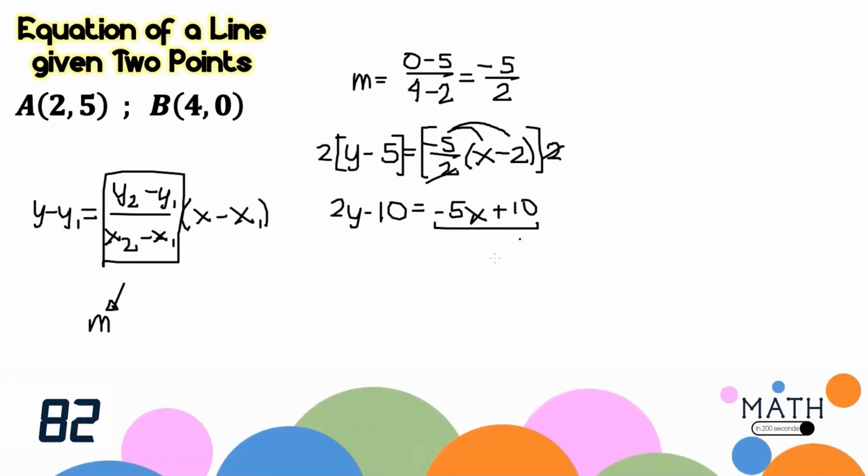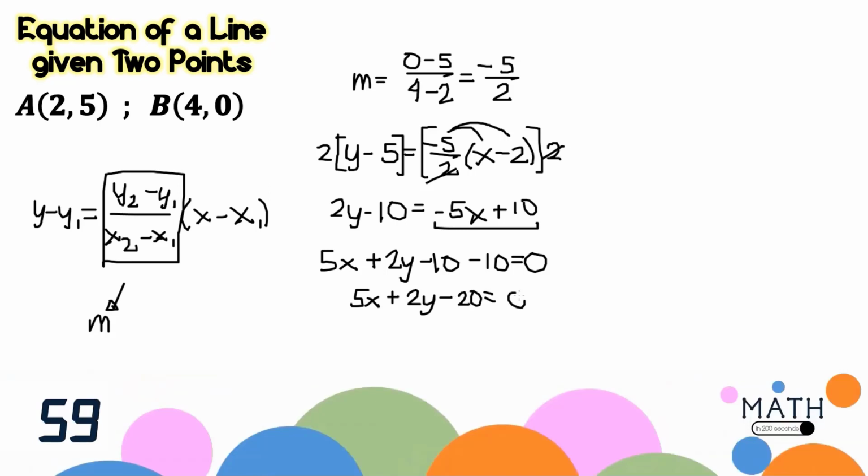Our goal is to come up with a general form. So we have 5x here plus 2y. You'll have minus 10, and this will also be minus 10, equal to 0. In short, the general form of the equation of a line passing through given points A and B here is 5x plus 2y minus 20 equal to 0.